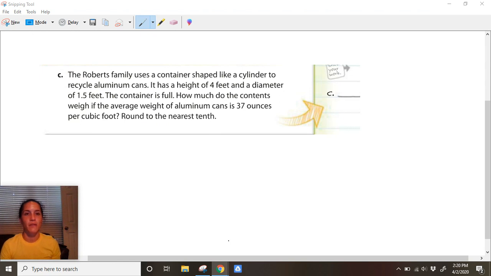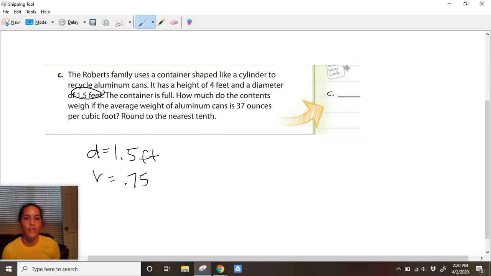The Roberts family uses a container shaped like a cylinder to recycle aluminum cans. Maybe it's a trash can shaped like a cylinder. It has a height of 4 feet and a diameter of 1.5 feet. The first thing I notice is the diameter. If the diameter is 1.5 feet, then the radius would be half of that. 1.5 divided by 2, just double checking, is 0.75 feet. So that would be the radius.